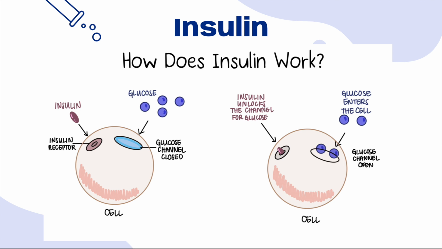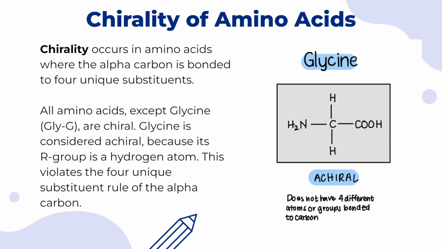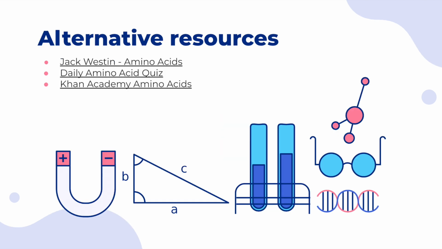So to wrap up, we explored how amino acids fit into larger metabolic processes using insulin as an example. We discussed the basic structure of an amino acid, the role of the alpha carbon as a chiral center with the exception of glycine, and the Fischer projections for distinguishing between L and D configurations. So that's a wrap on amino acids and their structure.